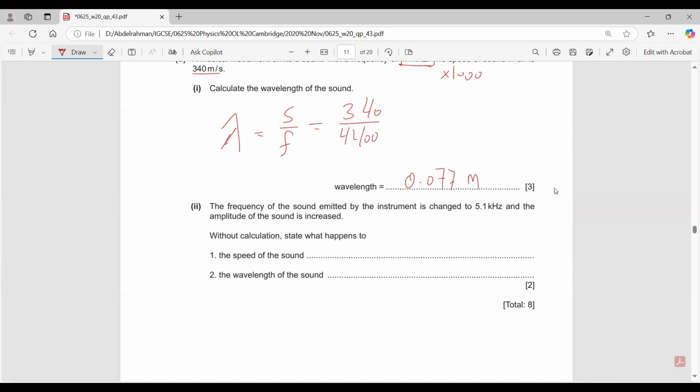What happens if the sound moves from air to liquid, for example? Then the speed will increase. But for this case, the speed remains the same. What happens to wavelength as you increase the frequency? Speed equals wavelength times frequency. As you increase the frequency, what happens to the wavelength? The wavelength decreases.